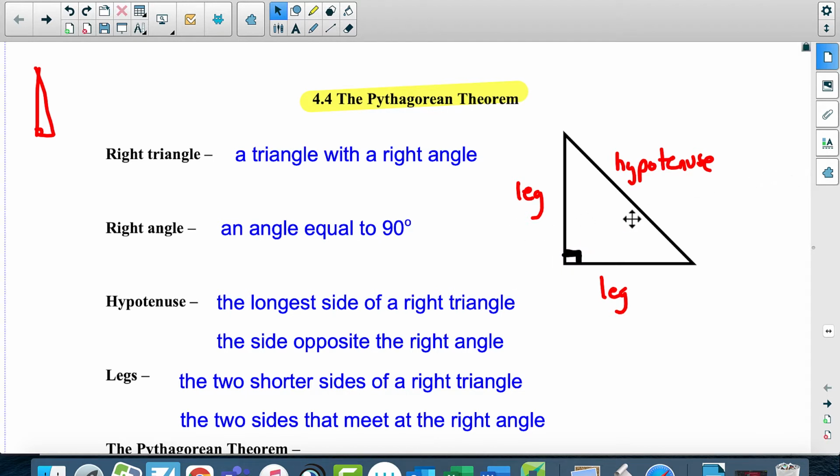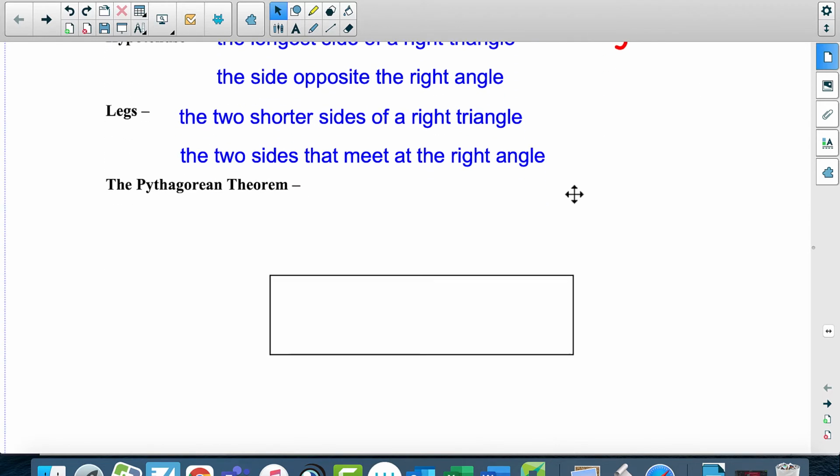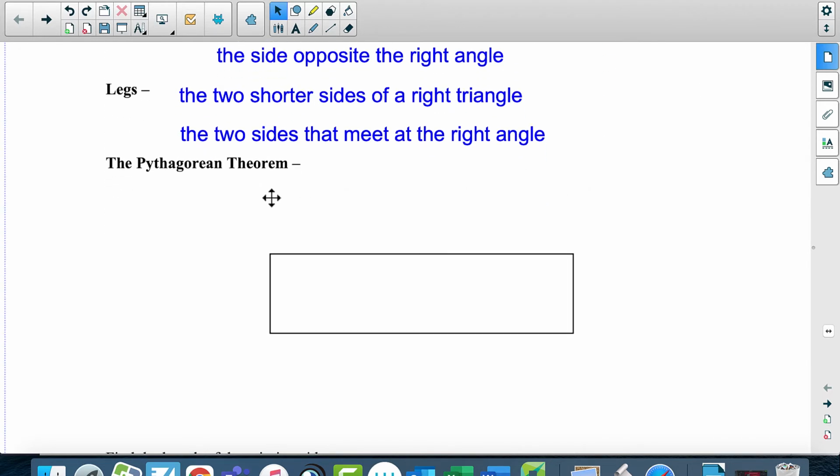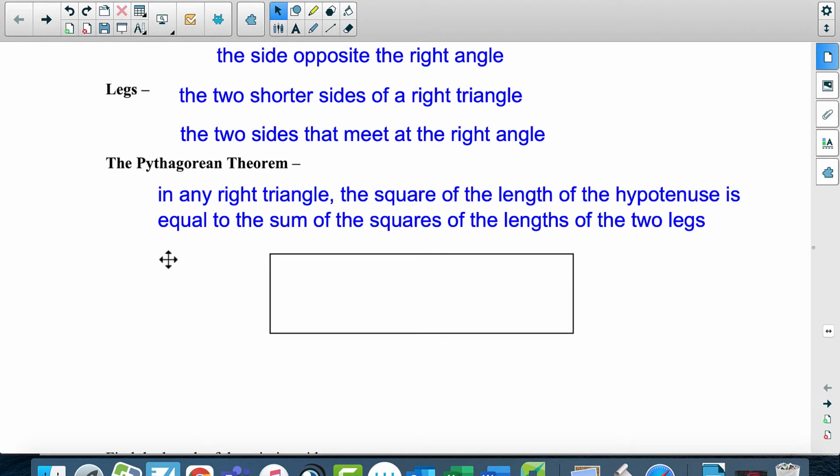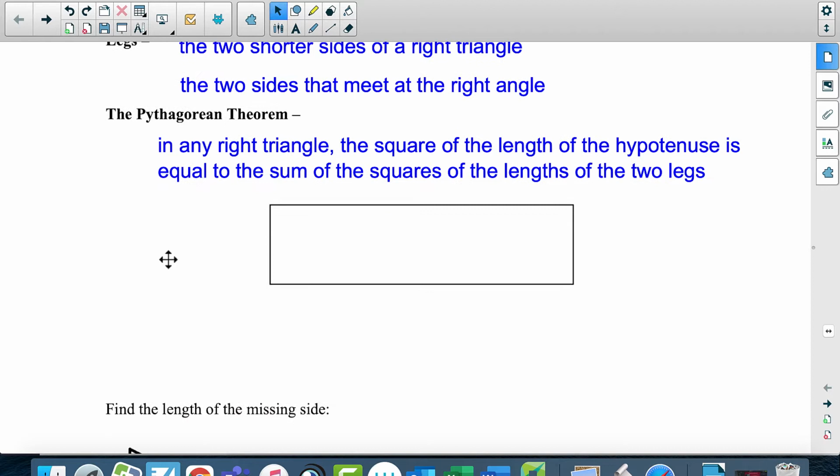Okay, so now that we have all our lingo down, we can actually talk about what is the Pythagorean Theorem. You ready for it? Here it is. In any right triangle, the square of the length of the hypotenuse is equal to the sum of the squares of the lengths of the two legs. There you go. Okay, so I hope that makes sense. See you next video. Alright, I know that's a little bit confusing what's going on there.